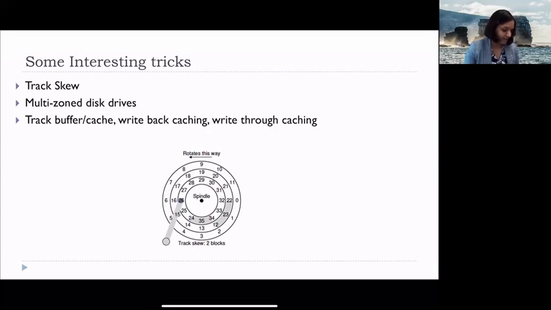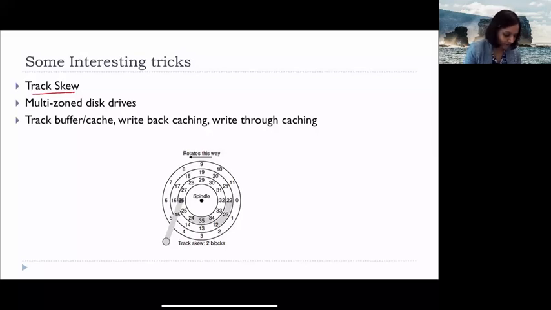So the first interesting trick is track skew. Now, as the name says, it has to do something with the tracks. And as you know, the basic English meaning of skew is something skewed, right? Let's not go into the English definition of the skew. You can definitely look that up, but let's look into what we mean by track skew, particularly for a hard disk.